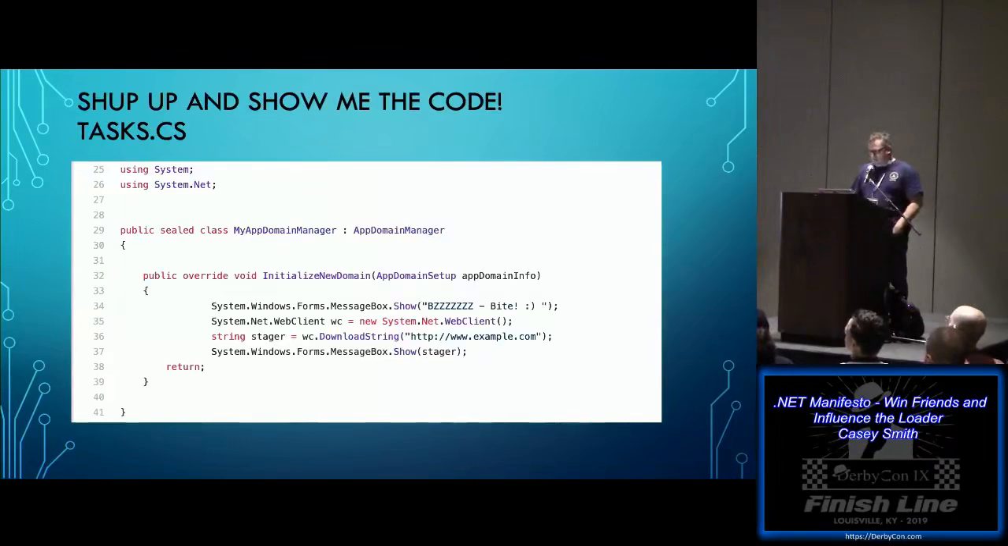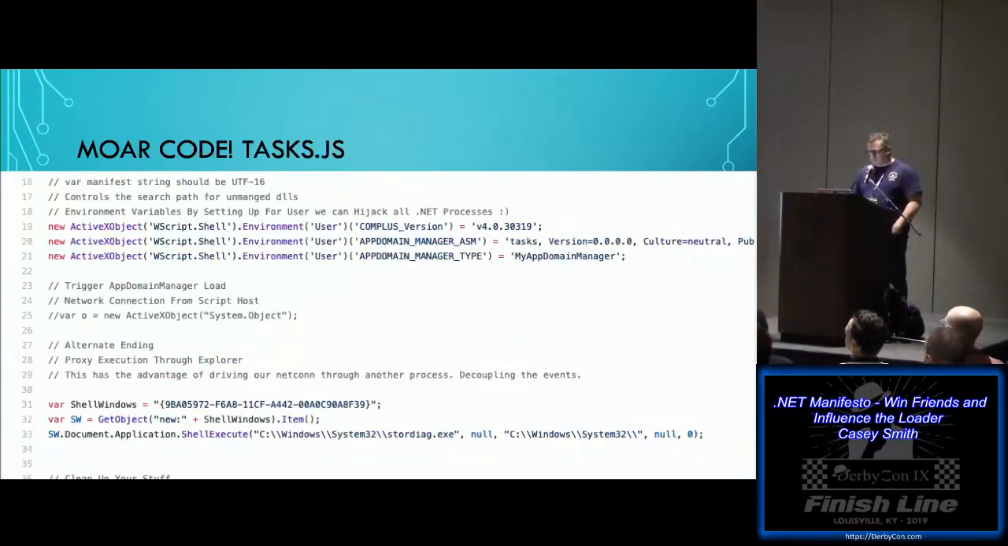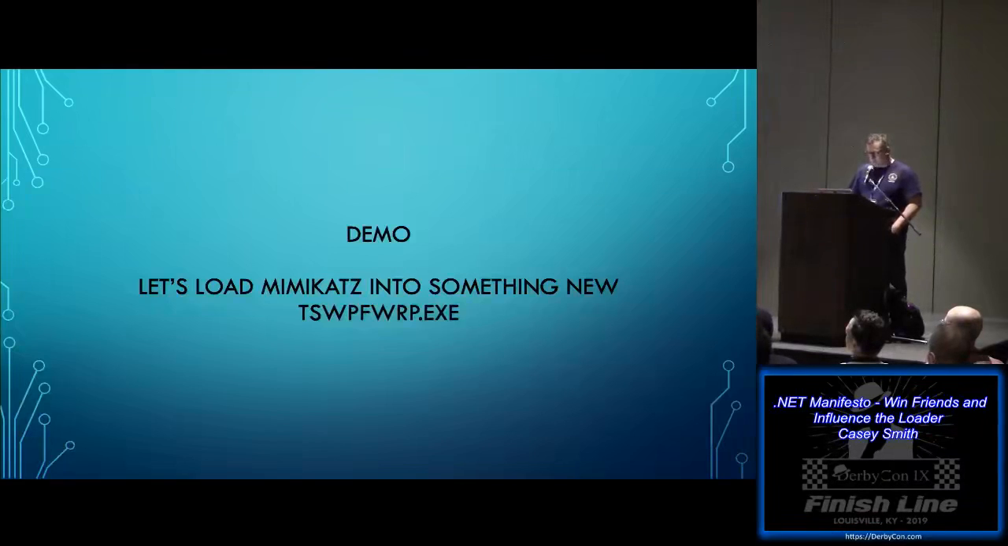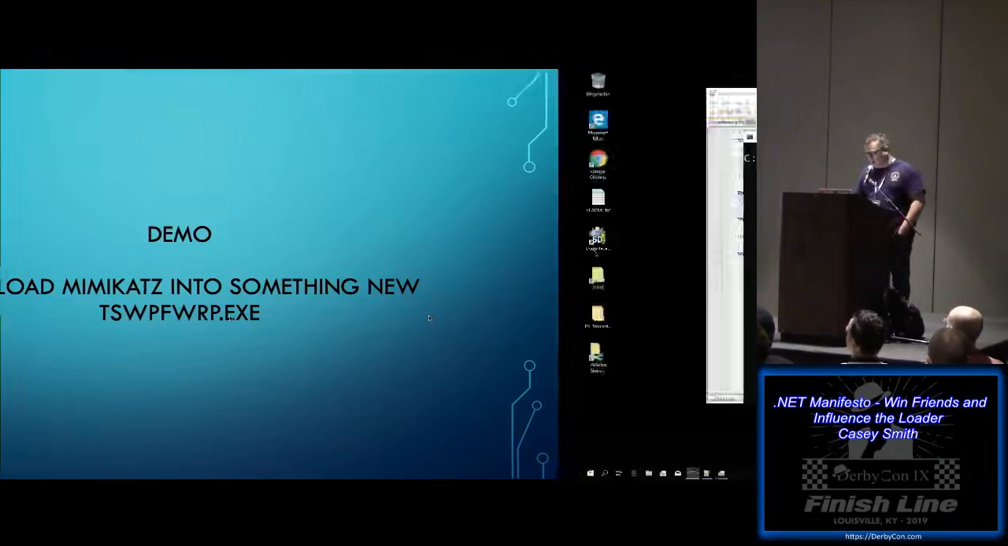So let's look at the code. It's simply an app domain manager that inherits from the AppDomainManager class. Like I said, all this is going to be on GitHub. This is what the JScript file would look like to load it. And let's load Mimikatz into something new that no one's ever seen before, because that's fun. It's the last DerbyCon, so I'm going to load Mimikatz into this ts.wpf wrp.exe, because why not?